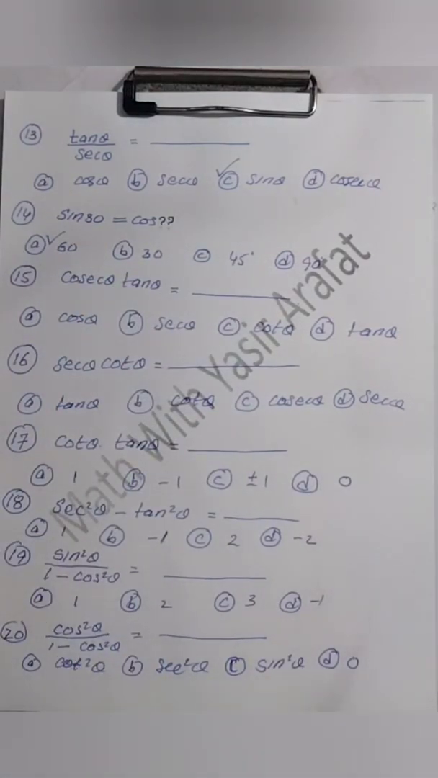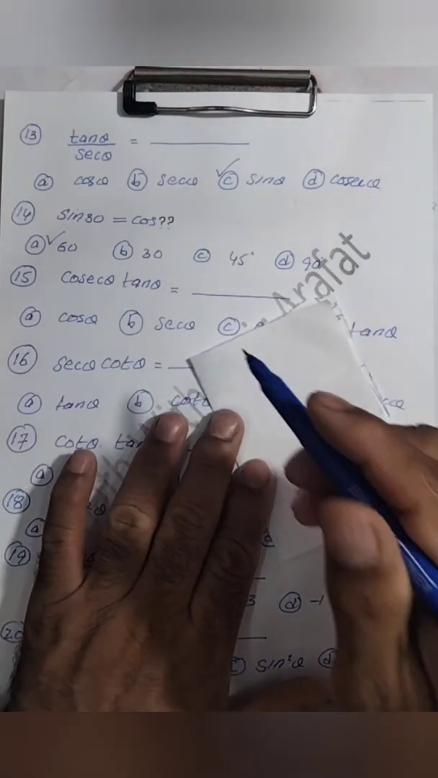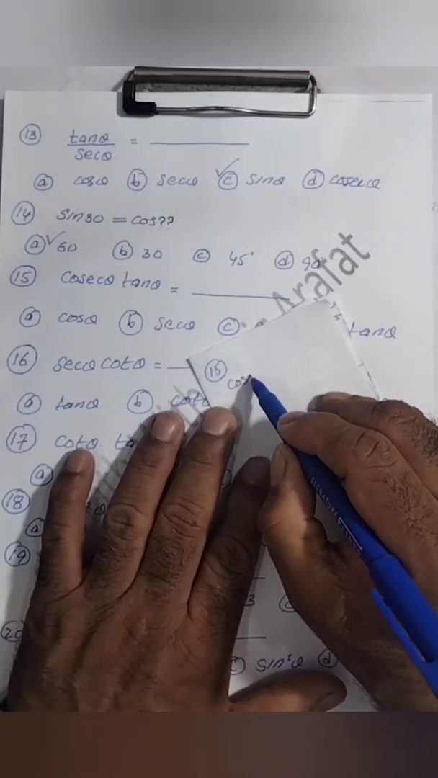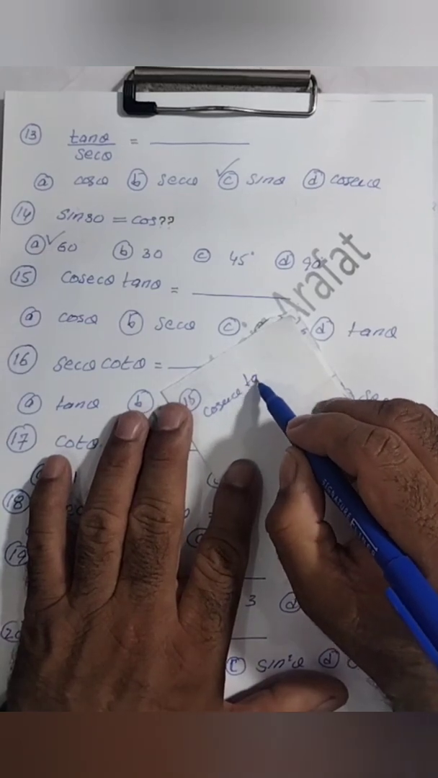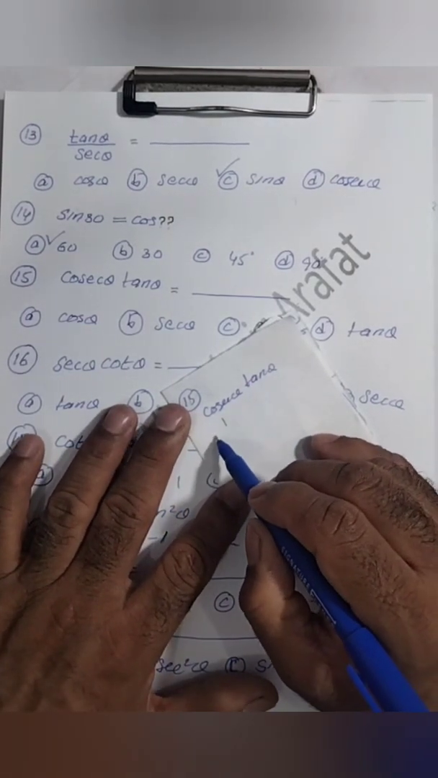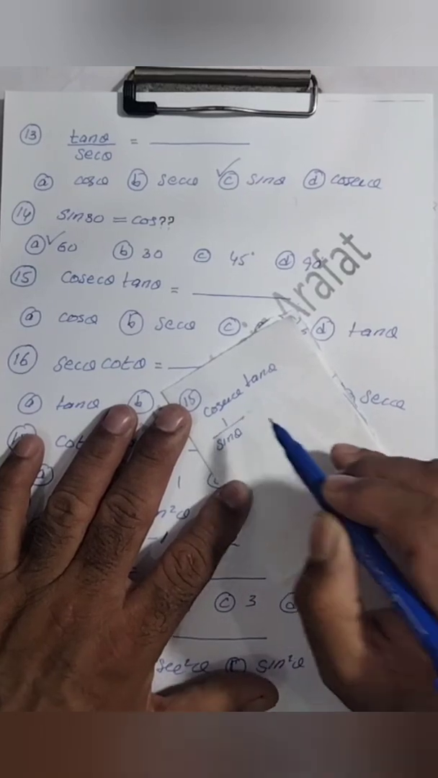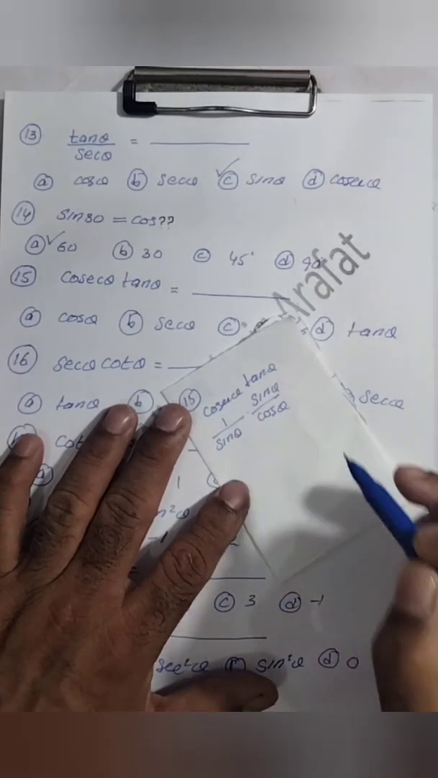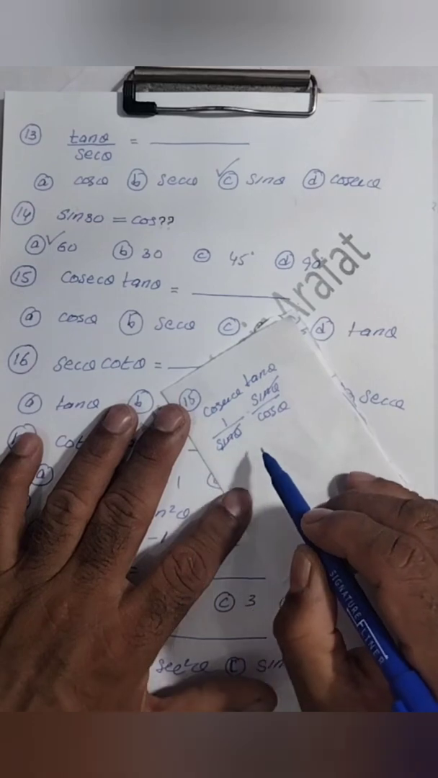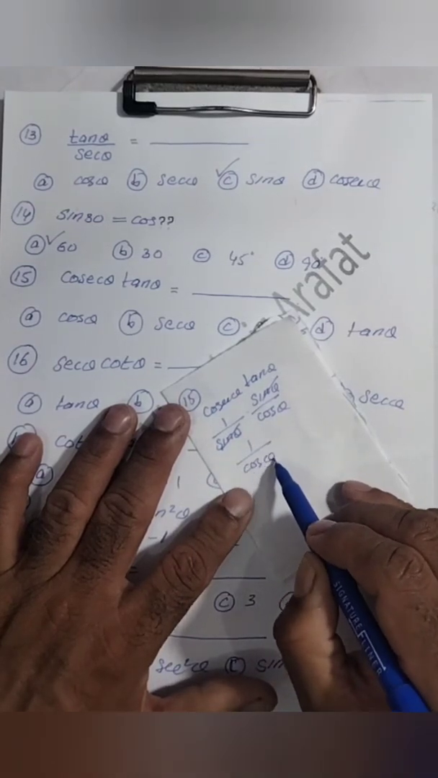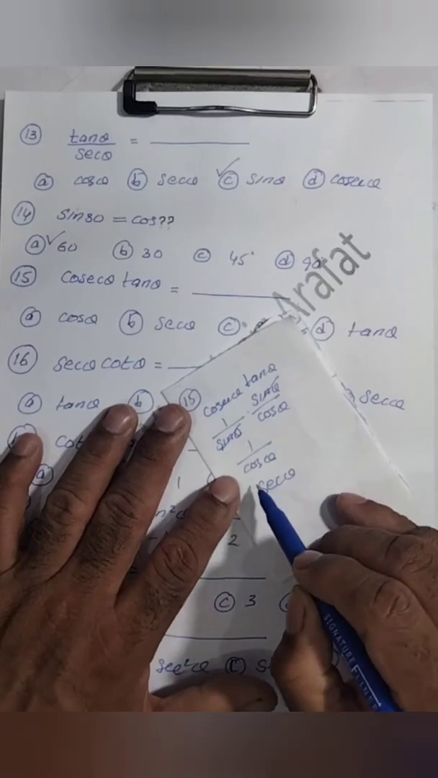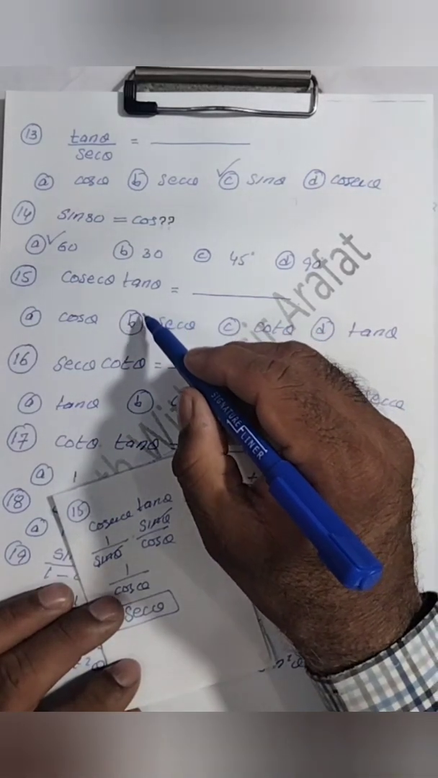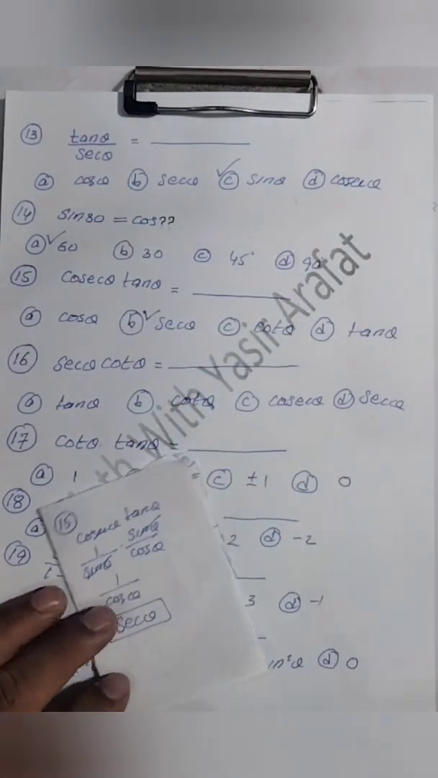Now come to the next part, that is the 15th MCQ. This is cosec theta into tangent theta. Cosec theta is equal to 1 upon sin theta, and tangent theta is sin theta over cos theta. So sin theta will cancel out with sin theta, and the remaining result is 1 upon cos theta, and 1 upon cos theta is sec theta. So the correct option is B.